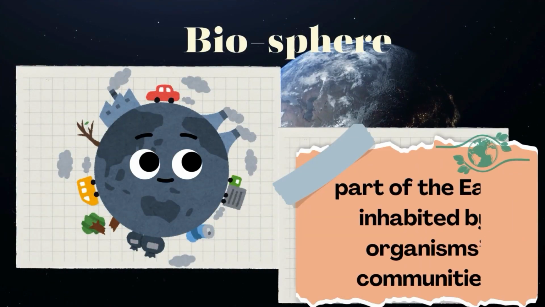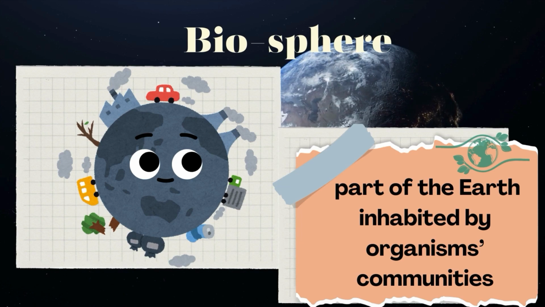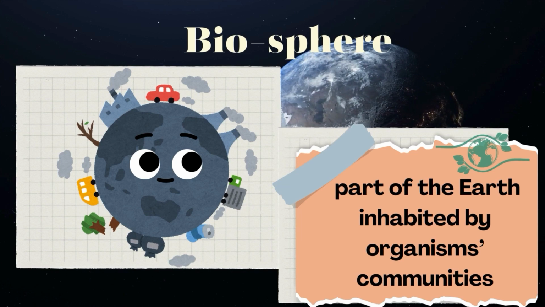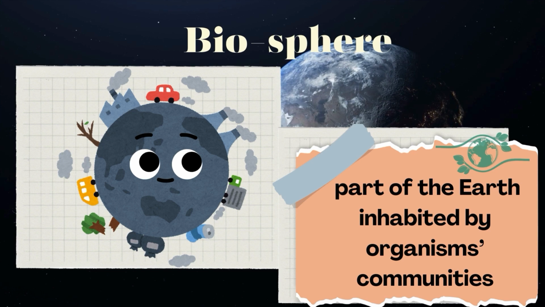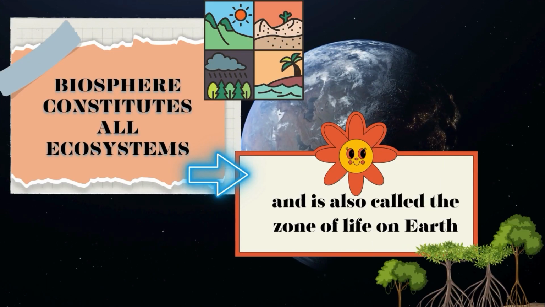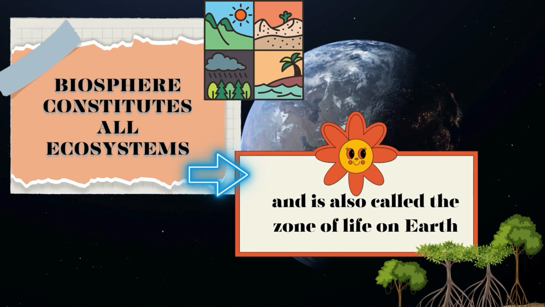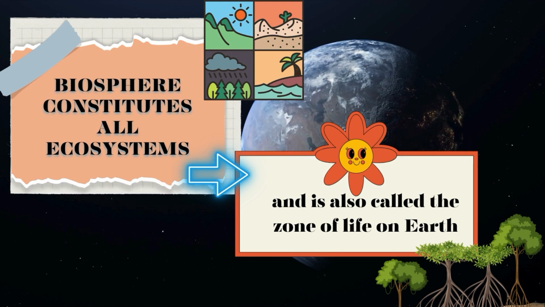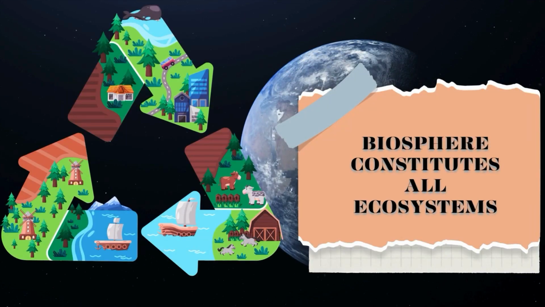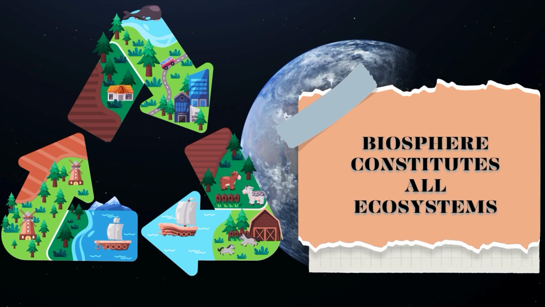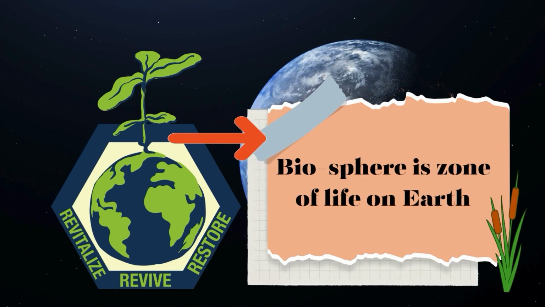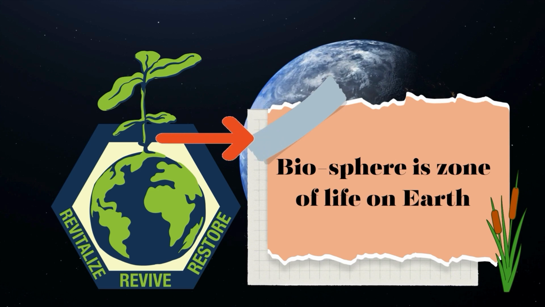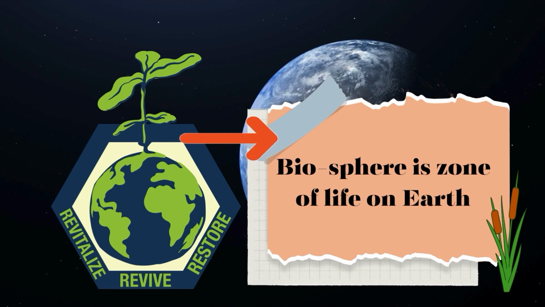This diagram shows the different parts of Earth. These parts are inhabited by different communities. So these parts of Earth are called the biosphere. A biosphere constitutes all ecosystems. And it is also called the zone of life on Earth. This diagram shows all the ecosystems. And this diagram shows the zone of life on Earth. The word zone means points of Earth that contain life on those points.